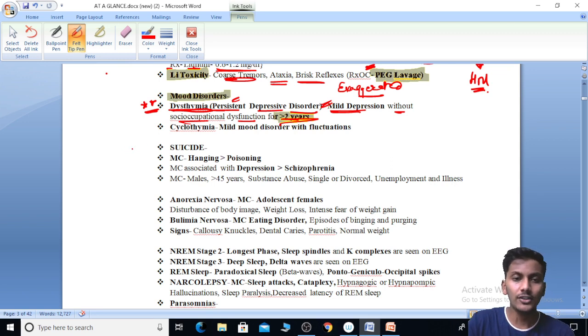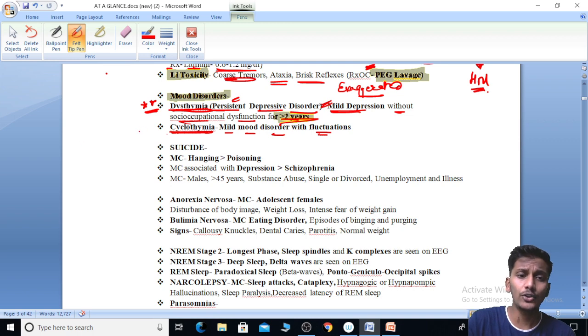And then the next one is cyclothymia. What do we mean by cyclothymia? Cyclothymia means a mild mood disorder along with fluctuations. So it is just a mild mood disorder like bipolar disorder, but there would be fluctuations, okay? There would be episodes in between.